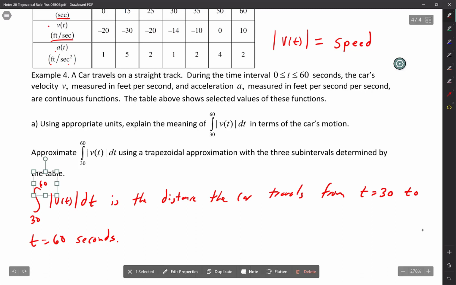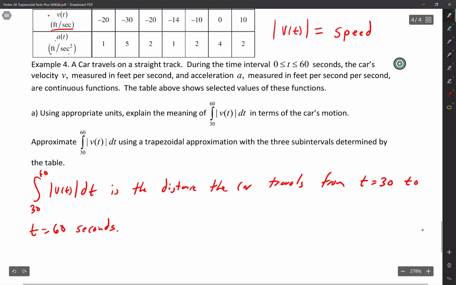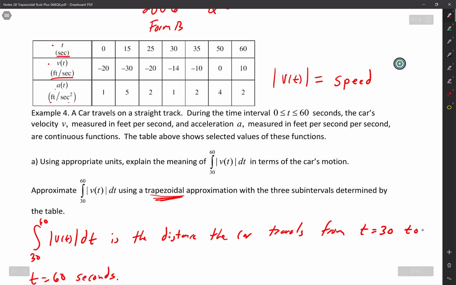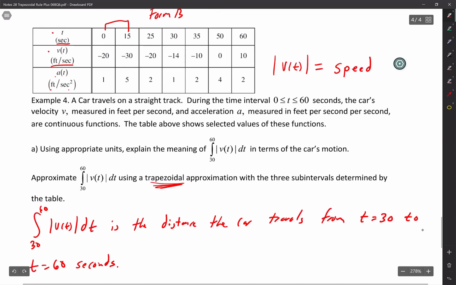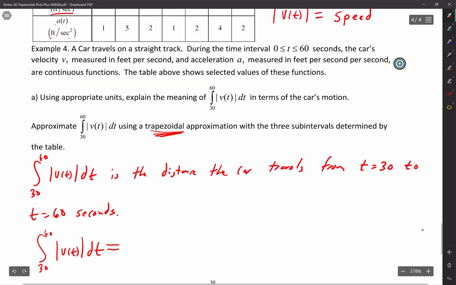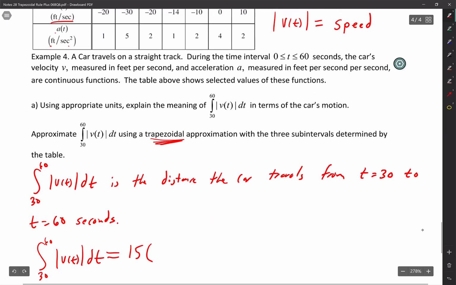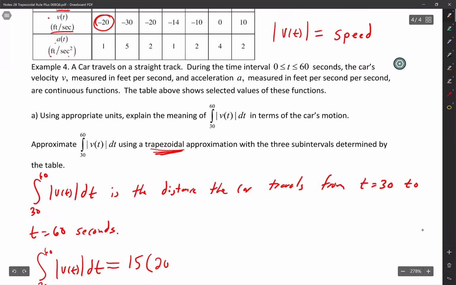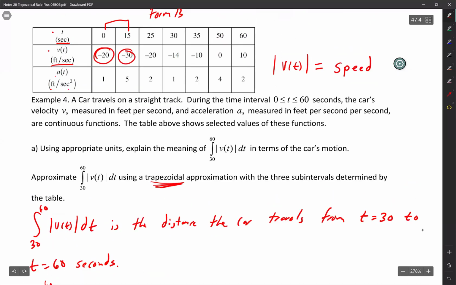Now we have to calculate this. Did they tell us how to use it? It says trapezoid. Okay, trapezoid distance. Let's figure it out. The first trapezoid has a height of 15. So the integral from 30 to 60 of the absolute value of v of t dt is equal to, I'm just going to write equal to. It doesn't matter for AB students; it does for BC students. The height of my first trapezoid is 15. In parentheses, the base of the first trapezoid, we're taking absolute value, so don't write the negative in there. You're going to write 20 plus 30.